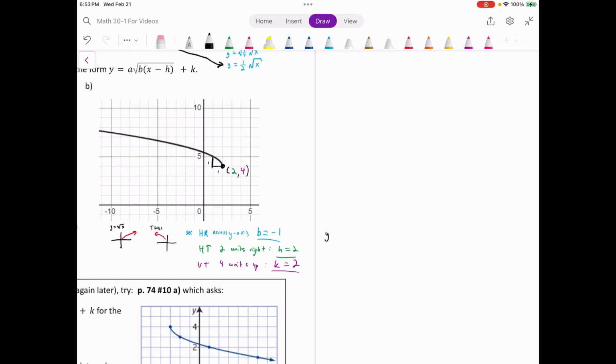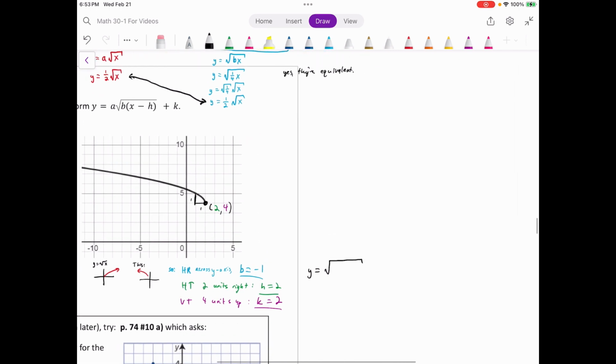But that means we're ready to write it. So y equals square root b, our b is negative 1. I'm just going to write it as negative because the 1's not going to change anything. So negative x minus h, h is 2, so x minus 2, plus k, and k is positive 2, so plus 2. Oops, I don't know why I keep making k 2. Sorry, folks. You're probably screaming at your computer there. K is 4. K is 4, plus 4. There we go. Sorry about that.